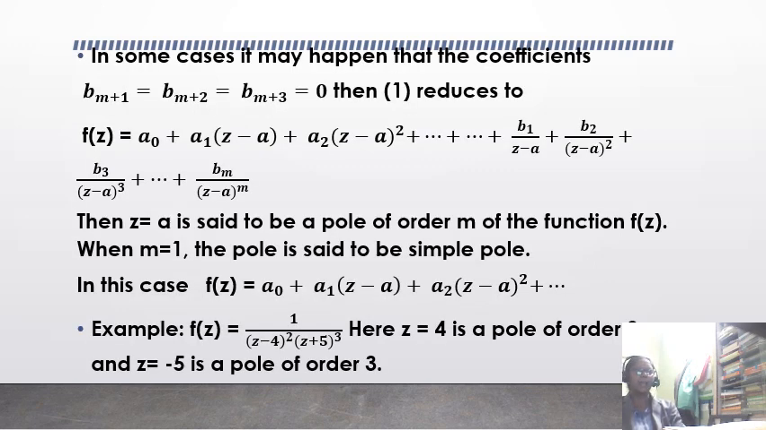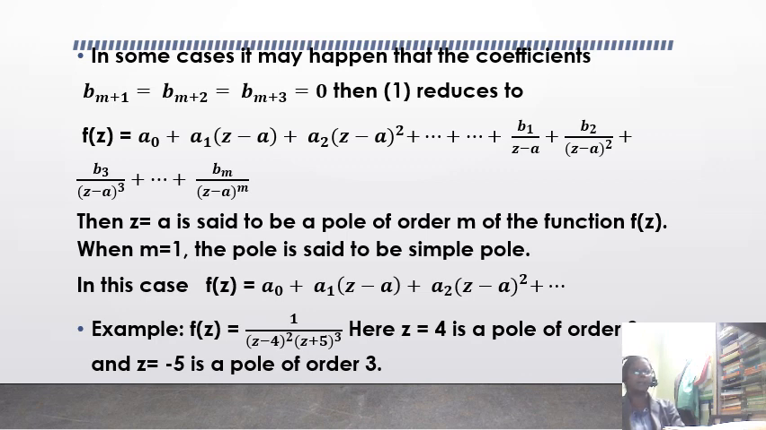In some cases it may happen that the coefficients b m plus 1 is equal to b m plus 2 etc. equal to 0. Then the above equation will reduce to the form f of z is equal to a naught plus a1 into z minus a plus a2 into z minus a whole square plus etc., plus b1 by z minus a etc., plus bm by z minus a whole power m. Then z equal to a is said to be a pole of order m of the function f of z. Now when m is equal to 1, the pole is said to be a simple pole. In this case, f of z is equal to a naught plus a1 into z minus a plus a2 into z minus a whole square plus etc.